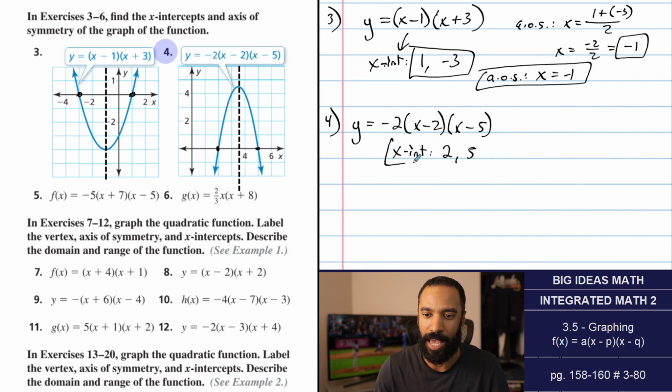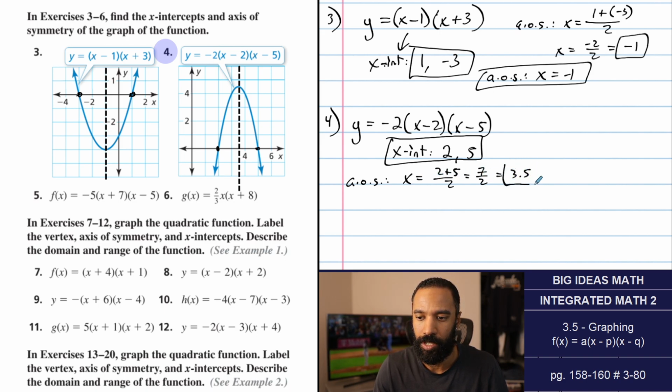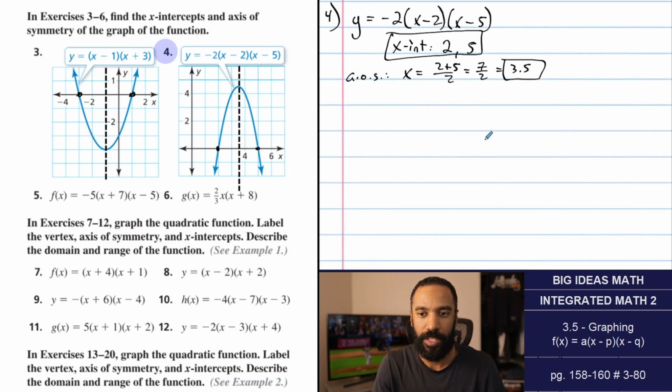If you're uncertain on that, let's go ahead and average the numbers 2 and 5. For the axis of symmetry, we're going to get x equals 2 plus 5 all over 2, which is 7 over 2, which is 3.5. So x equals 3.5 is your axis of symmetry.